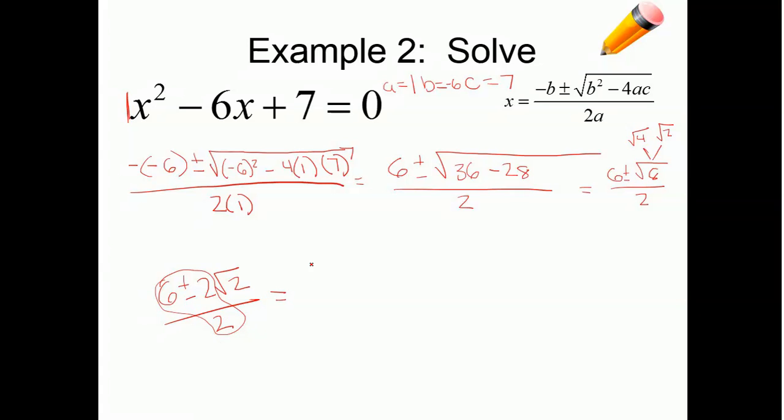So 6 divided by 2 is 3. 2 divided by 2 is 1. Now notice I did not divide the 1 in the square root. That cannot happen. It's only the ones on the outside. So this is my final answer to my quadratic formula.